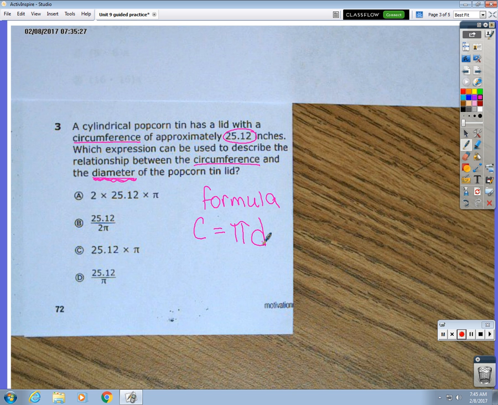Going back into our problem, we know that the circumference of this circle is approximately 25.12 inches. So we're going to replace the c in our formula with 25.12 equals pi times d. I can leave pi just like it is, because if you look at your answer choices, each one of them has pi, so they're using pi instead of the value for pi, which would be 3.14.